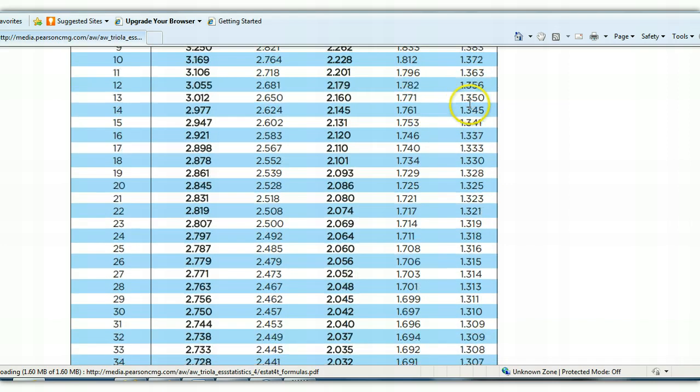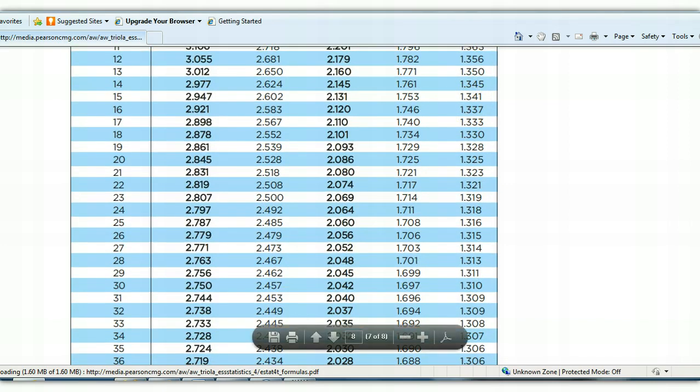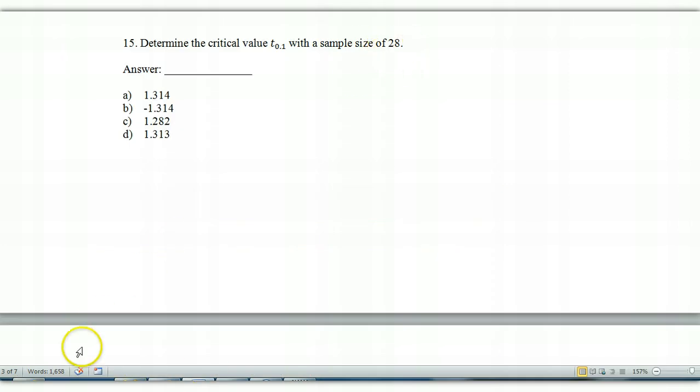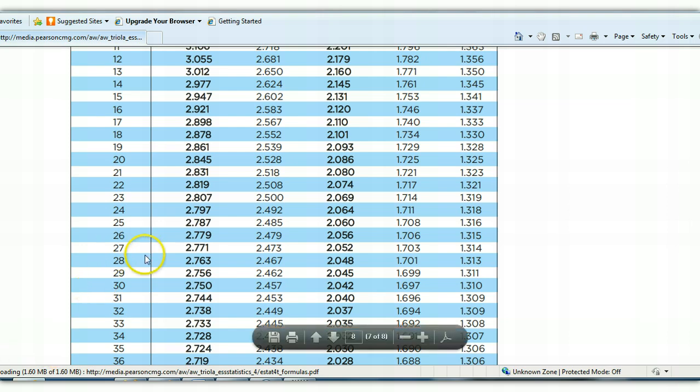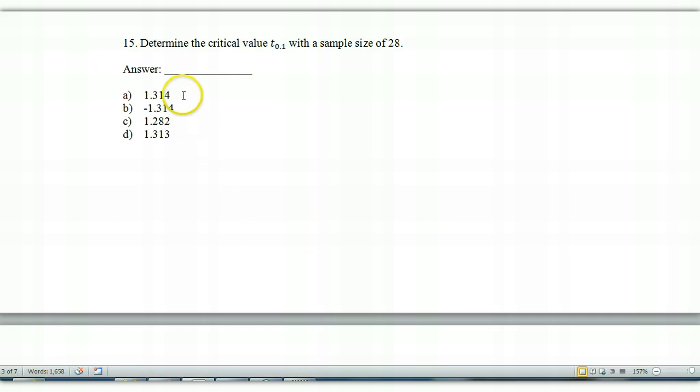The degrees of freedom is one less than the sample size, so we need a 27 degree of freedom. So 27 in this last row would be 1.314. Okay, so 1.314 is our answer here. Alright, so if this were a z, we could use our calculator, but for t we've got to use the table.